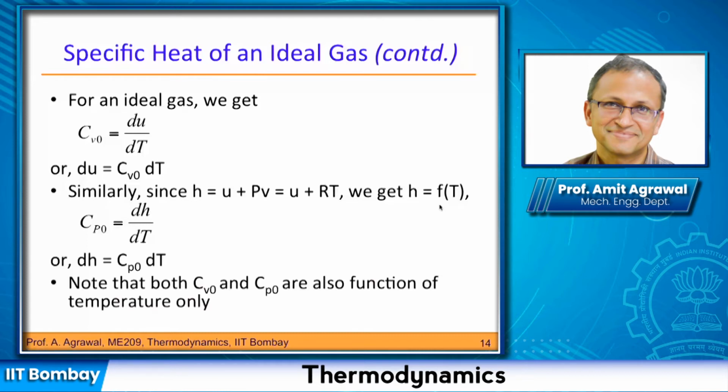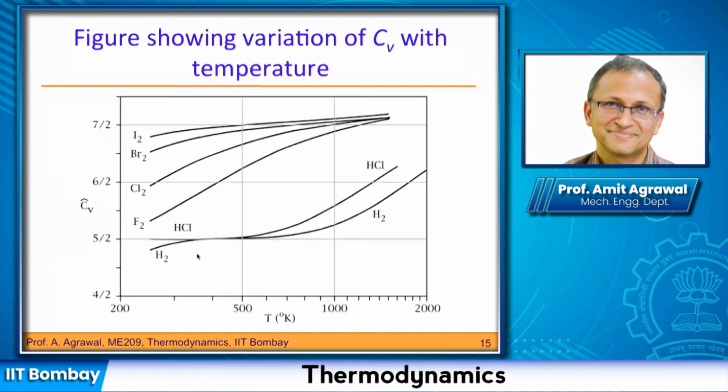Which allows us again to write a similar expression with total derivatives for Cp. Of course, Cp0 and Cv0 are functions of temperature only. And if you would like to see how these vary for various gases, over a reasonably large range of temperature, Cv has been plotted here, from almost 250 degrees Celsius to almost 1800 or 2000 Kelvin. So this is how the values of Cv vary for the various gases as given here.